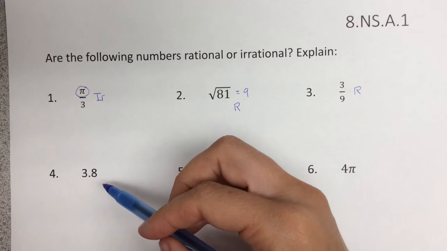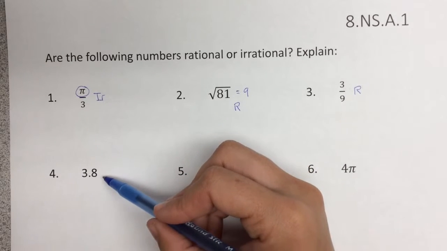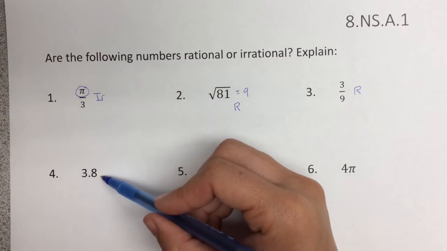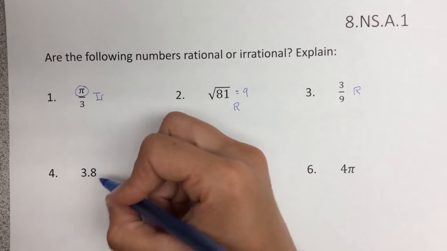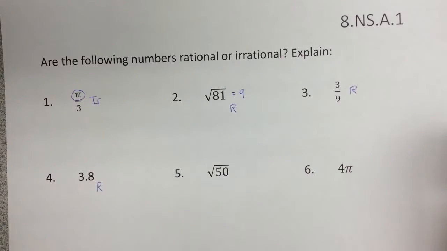For number 4, we have 3.8. This is a terminating decimal, which means it's a decimal that does not go on forever. It comes to an end. It ends after the 8. Because it's a terminating decimal, this is a rational number.